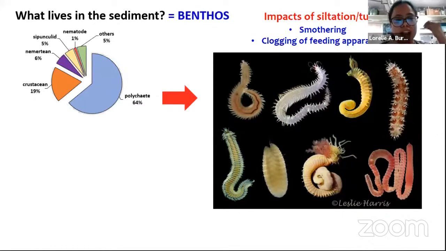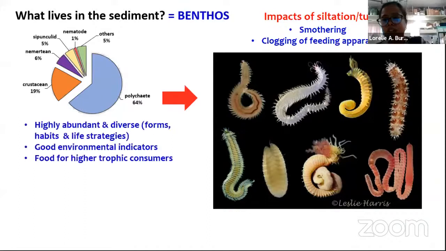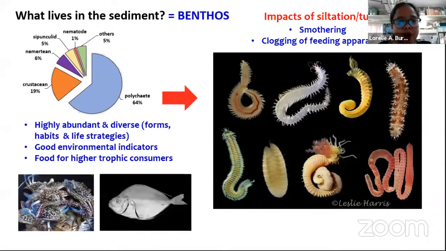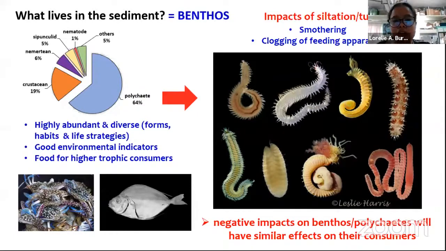Polychaetes are highly abundant. They possess diverse forms and habits as well as life strategies. They are good environmental indicators, and more importantly, they are food for higher trophic consumers such as the portunids and the demersal fishes. Since polychaetes serve as a link between your higher trophic levels and the food that is present in your detritus or the sediments, negative impacts on benthos or polychaetes would have a similar impact on their consumers.